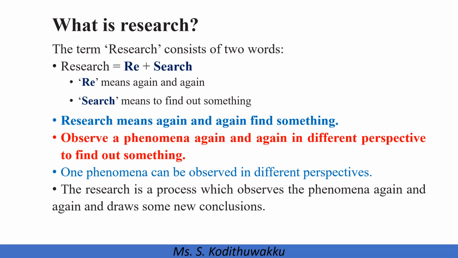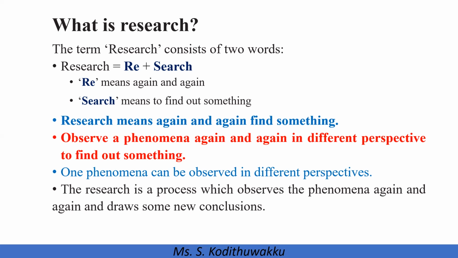Now let's say you select a topic, then definitely another person has already conducted research on the same topic using, let's say, another industry. Now you are going to do the same research for another industry. The meaning is that you are going to find something on the same issue by using another industry. So research simply tries to identify a solution for an existing problem again and again, right? So here you observe phenomena again and again from different perspectives to find out something.